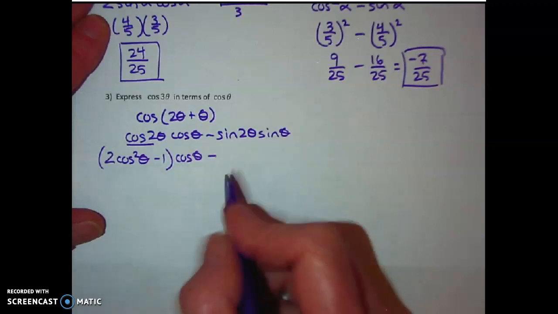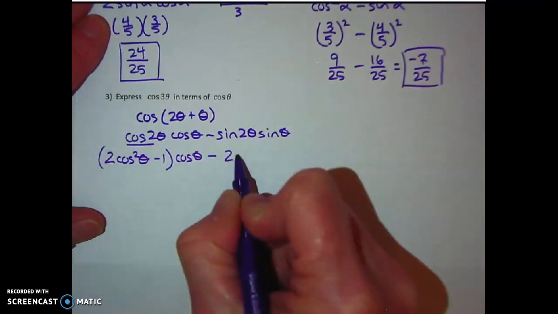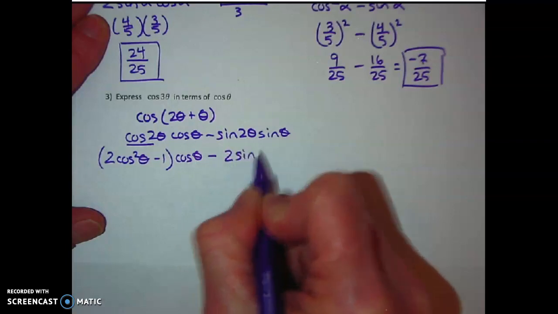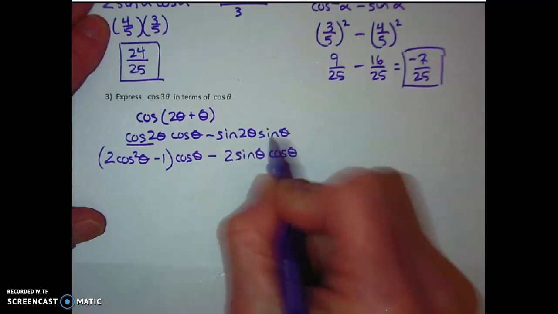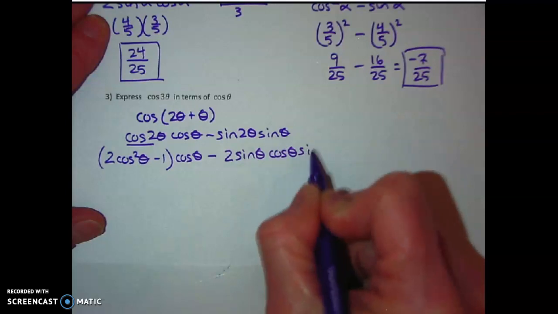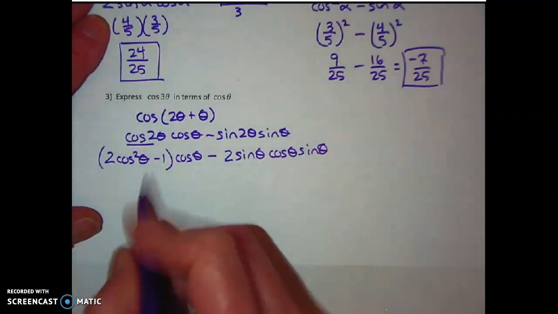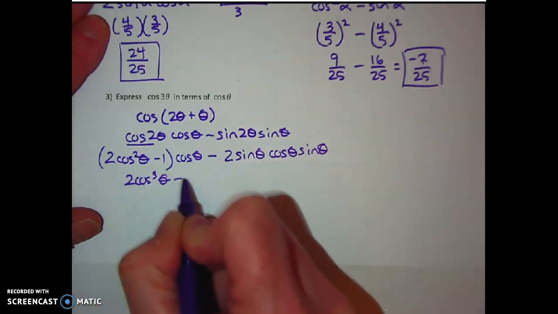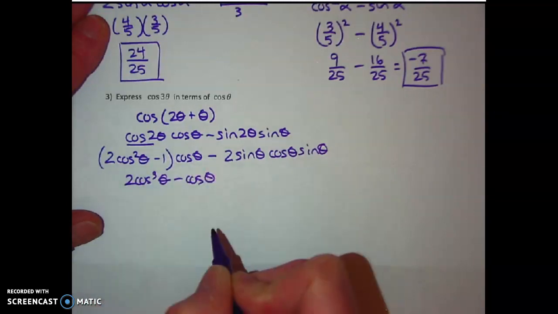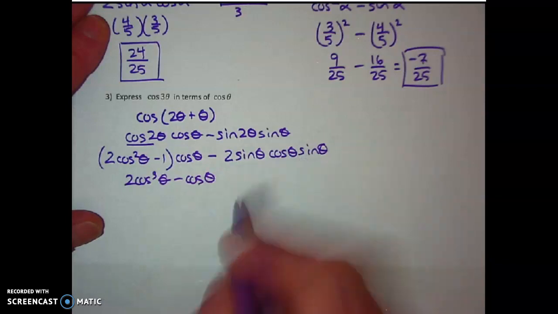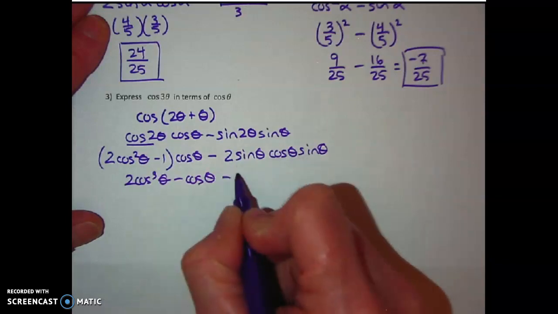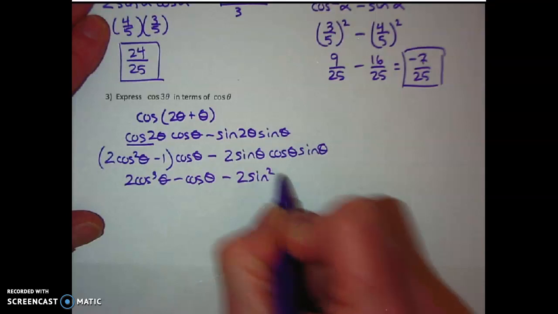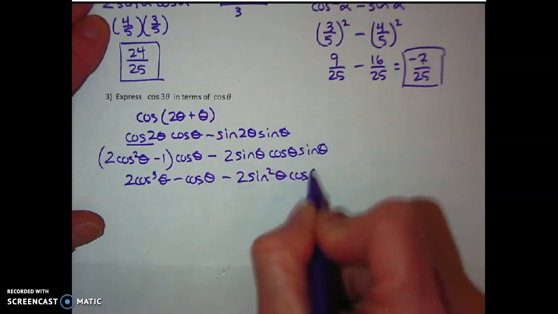Minus, and then sine of 2 theta, I only have one choice, is 2 sine theta cosine theta. And then I still have that sine theta. I'm going to distribute here 2 cosine cubed theta minus the cosine of theta. And I'm going to multiply these two sine thetas. This is just 3 things being multiplied together, so I have 2 sine squared theta cosine theta.